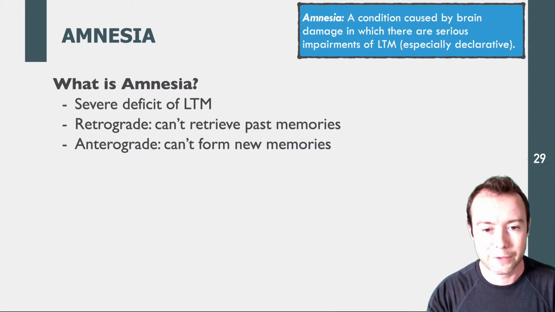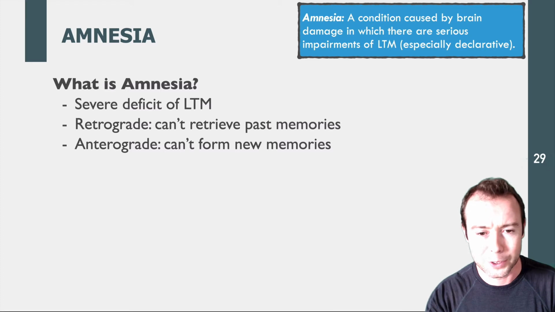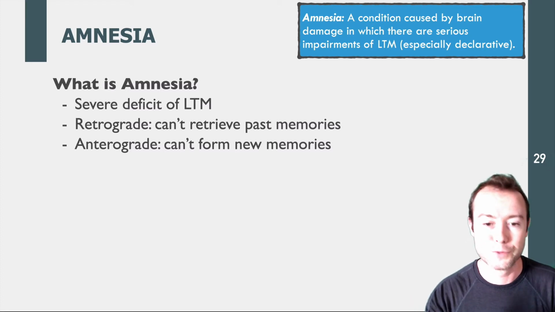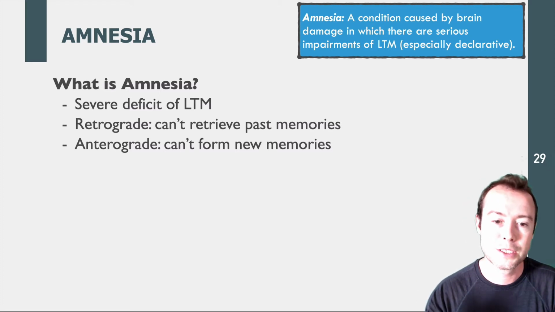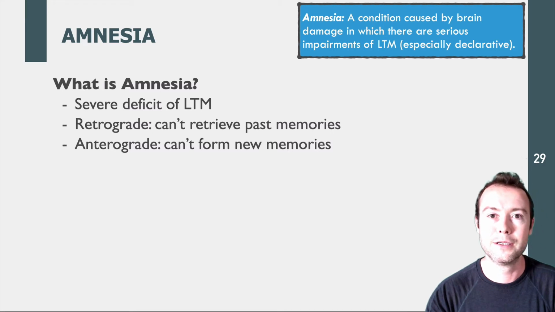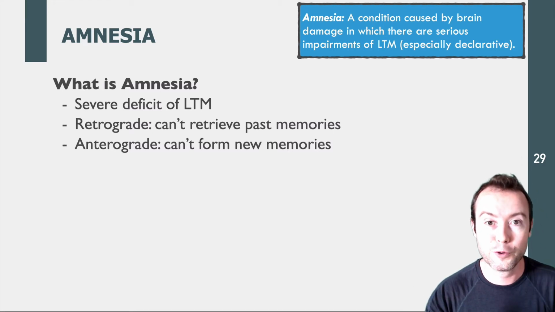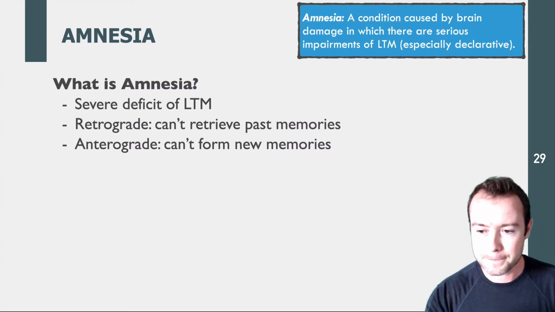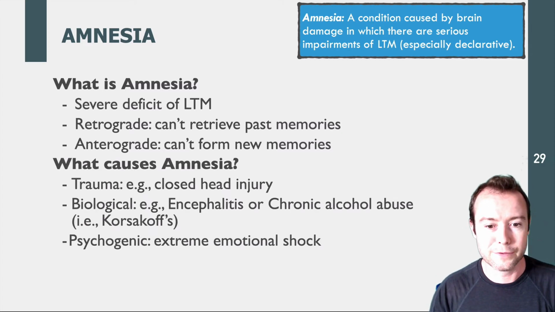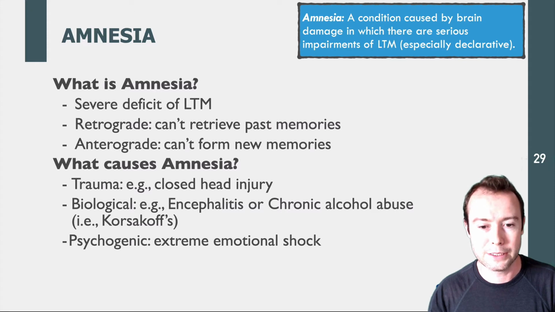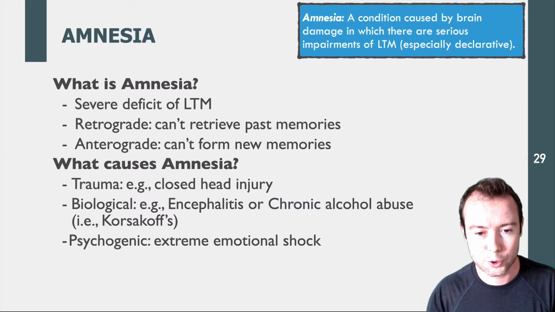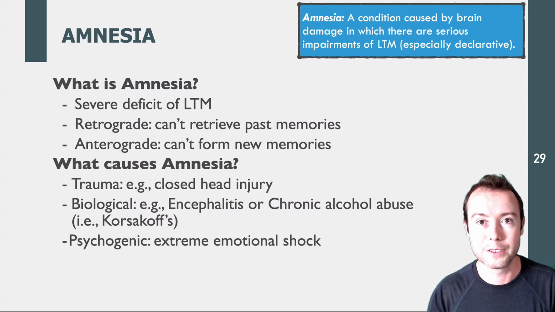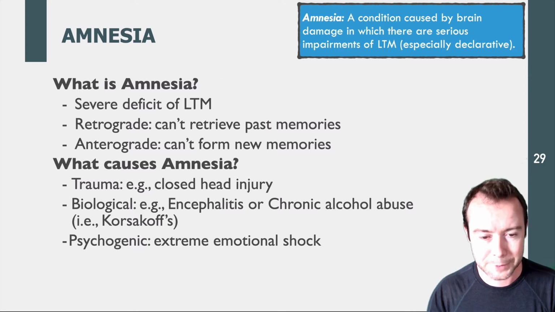It can form in a retrograde fashion where individuals have a lot of difficulty retrieving past memories, or anterograde amnesia, where you have problems forming new long-term memories. So there are three distinct causes that can lead to this. A common one is through trauma, where you've had a closed head injury, so some traumatic brain damage.